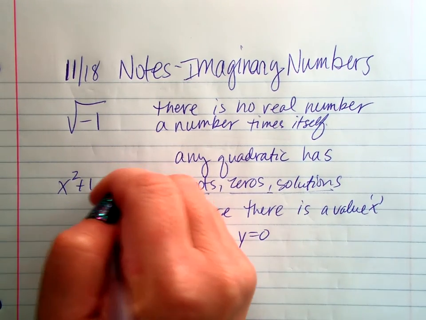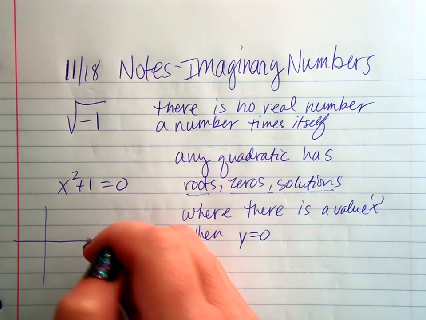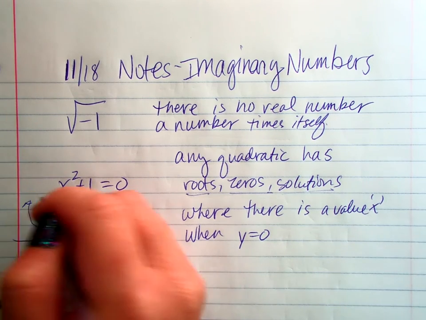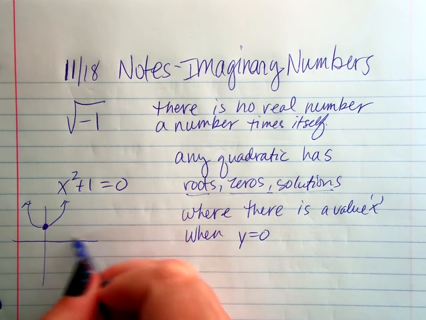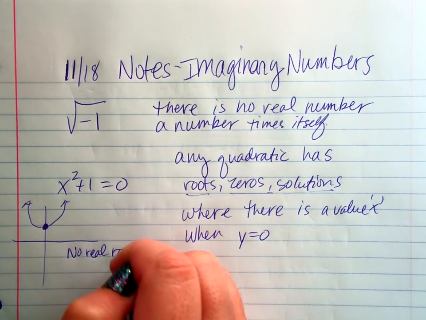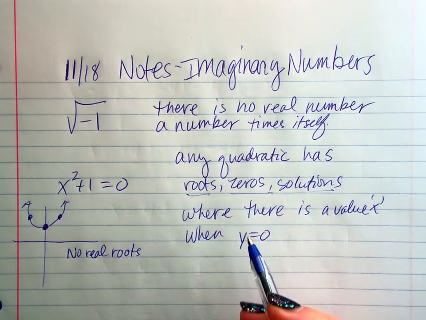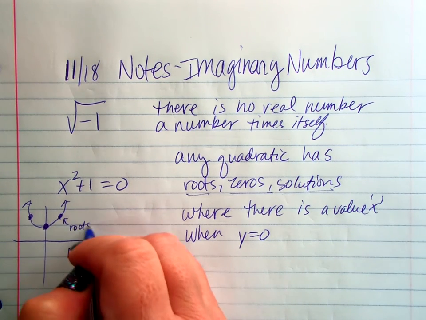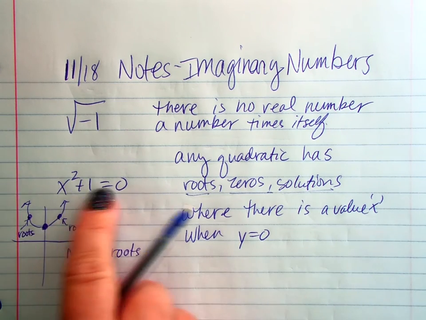So for example, what about this problem? If I graphed this, notice it's going to be touching up here at 1, and it's going to be the graph of a positive upwards facing parabola. Notice that it does not touch the x-axis, so there are no real roots. But there are still 2 values for x when y equals 0. These roots, though they're not real, we needed a way to express those.